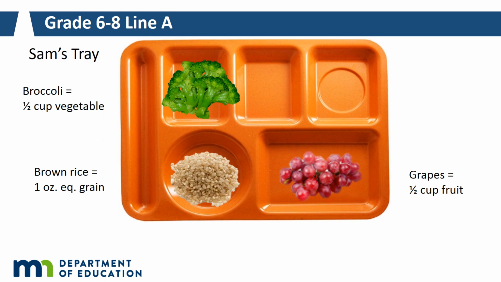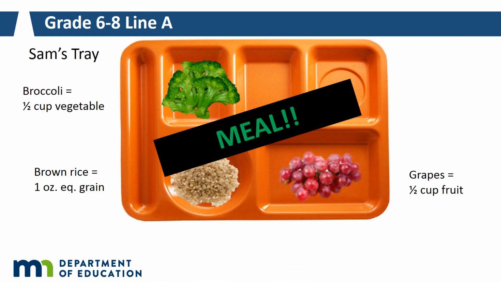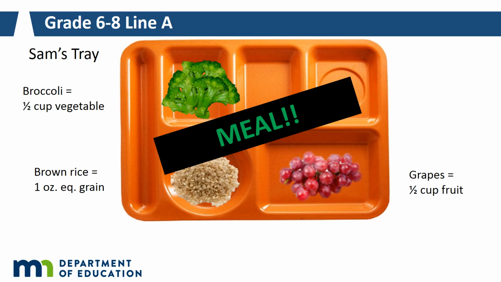Let's say that Sam chooses broccoli, brown rice, and grapes. Is this a reimbursable meal? Yes. Sam has selected the required 1/2 cup of fruit or vegetable serving with the 1/2 a cup of broccoli, plus 2 other full planned components, 1 ounce equivalent of grain and a 1/2 cup of grapes, because a 1/2 cup is the minimum daily fruit requirement for grades 6 through 8, so that counts as a full component.